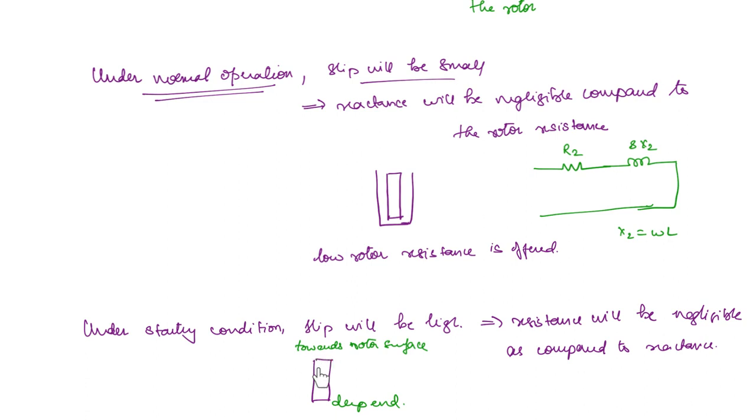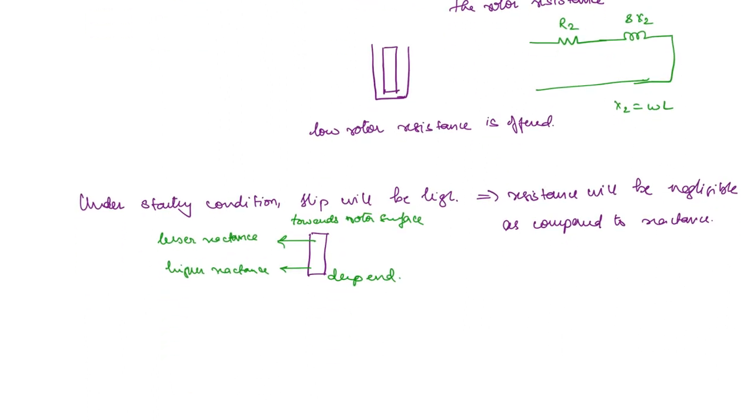So since the reactance offered at this end is lesser than the reactance offered at this end, you can write down: lesser reactance is offered at this end, and at this end higher reactance is offered. So the current will try to squeeze in through a narrower region. That means the effective cross section available for current flow is reducing, and this means that a higher rotor resistance is offered to the current that is flowing. So you can write: current will try to squeeze into the lesser reactance region.